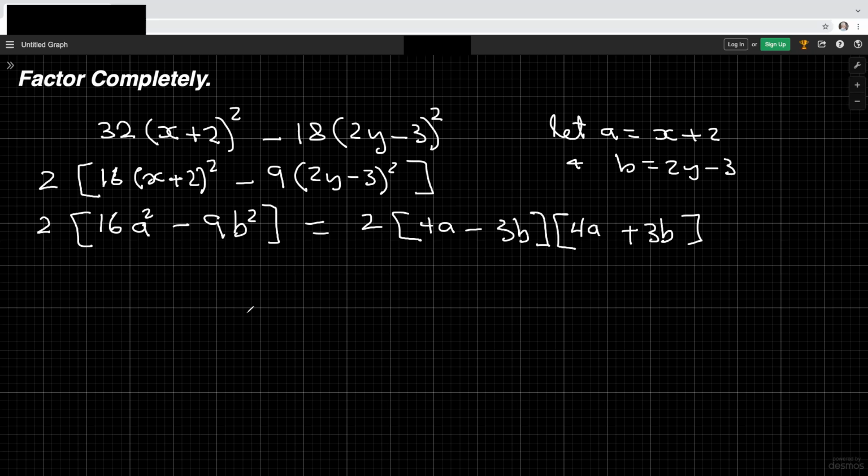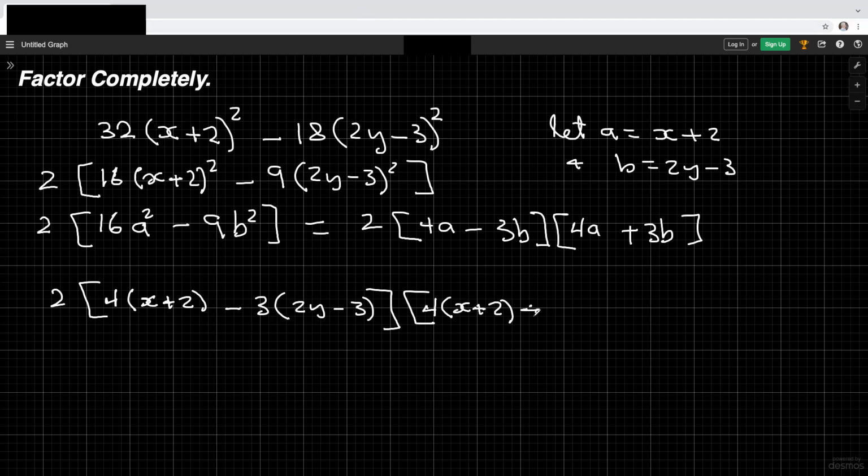Okay. Now, of course, at this stage, we're going to rewrite this with the 2. We have the square bracket right here, and we have the 4. As we said, the a is x plus 2, so we're just going to sub in x plus 2 for the a's. So 4(x + 2), and then it's minus 3, and the b is 2y minus 3. Close this square bracket, and then we'll just rewrite this again for 4. And then it's 4a, so 4a is x plus 2, and then it's a plus, and 3(2y - 3).